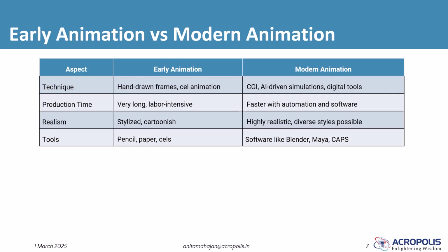Early animation versus modern animation. In early animation, the technique was hand-drawn frames with cel animation. In modern animation, it has CGI, AI-driven simulation, and digital tools. The tools are pencil, paper, and cels in early animation, while in modern animation, the tools are software like Blender, Maya, and Capcut.